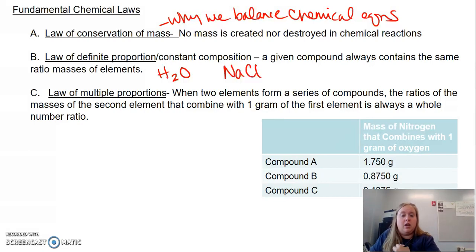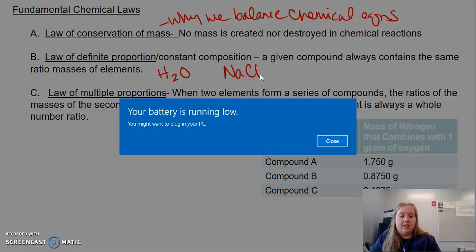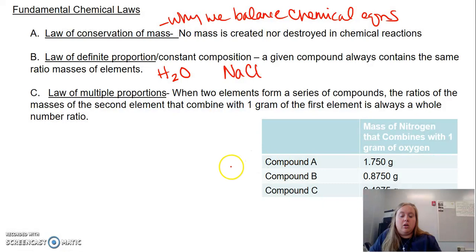Now, the last fundamental law is a little bit more difficult for some people to understand. It's called the law of multiple proportions, and what it says is that when 2 elements form a series of compounds, the ratios of the mass of the second element that combine with 1 gram of the first element is always a whole number.